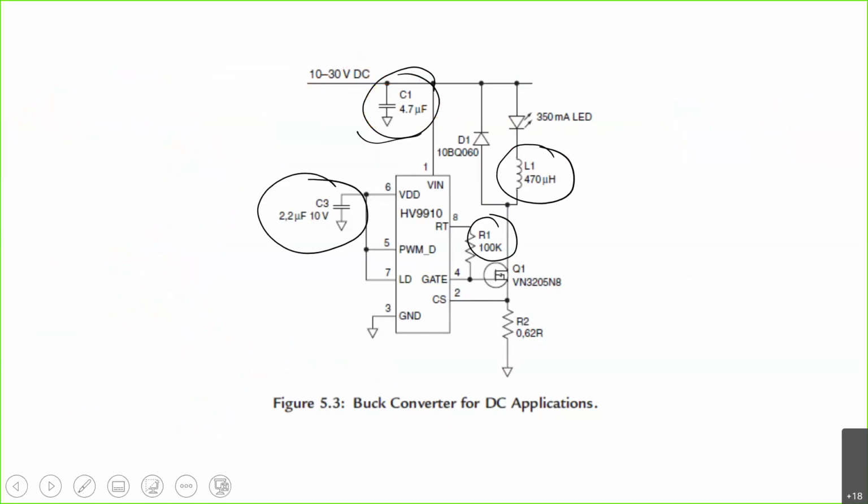Clear? So next one is choosing this value L1, that means this inductor. How to choose this inductor? What is the prerequisite for that? Means what is the assumption you need to choose this inductor? The current ripple, right? Okay.